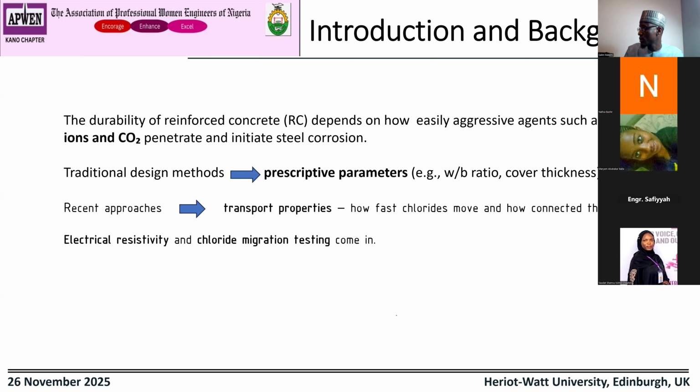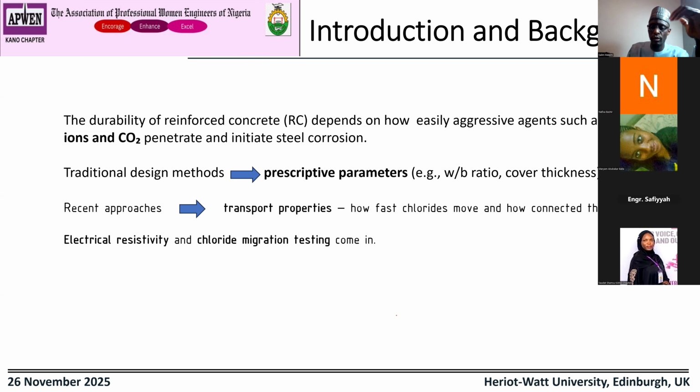When you are moving on a slab, maybe moving in your car, maybe the pavement is made of concrete, this means you are consuming it. So now the durability of reinforced concrete depends on how easily aggressive agents such as chloride ions and carbon dioxide penetrate into concrete and initiate corrosion. In the traditional method of design, we use the prescriptive method, that is using parameters such as water binder ratio and cover thickness in the design of concrete. But there are recent approaches. We concentrate on the transport properties of the concrete, that is how these corrosive agents, like chloride and carbon dioxide, penetrate into the concrete and cause corrosion.